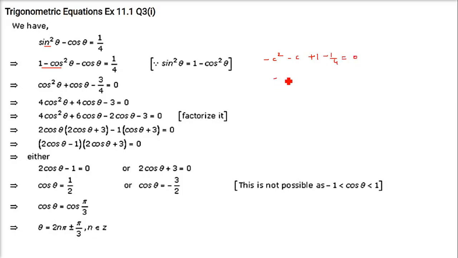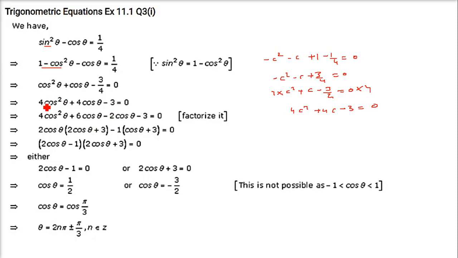So minus cos square theta minus cos theta, and this will be 1 minus 1 by 4, that is 3 by 4. Now multiplying both sides by minus 1, we get cos square theta plus cos theta minus 3 by 4 equal to 0. Now multiply both sides by 4. It will be 4 cos square theta plus 4 cos theta, the 4 gets cancelled, minus 3 equal to 0. So this is our equation.